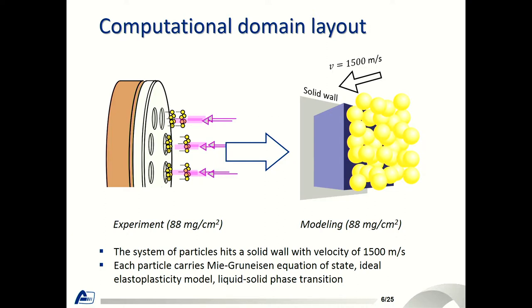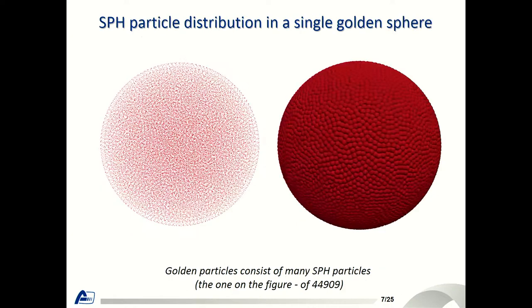Each SPH particle carries an equation of state, an ideal elastoplasticity model, and liquid-solid phase transition. There may be a misunderstanding between golden particles and SPH particles. So SPH particles are like this, placed in one single golden sphere. And this is how they are traditionally figured, like balls. So one golden particle which flows out from the experimental setup consists of many SPH particles.